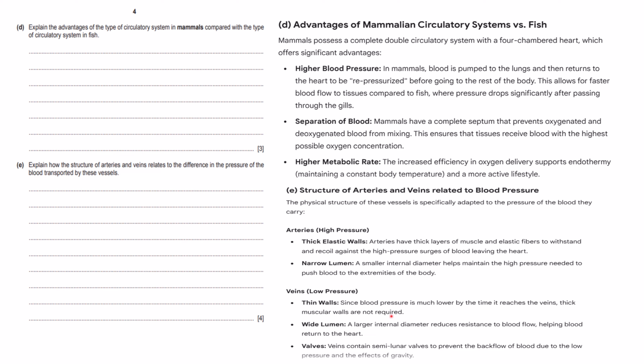Thin walls, since blood pressure is much lower by the time it reaches the veins. Thick muscular walls are not required. Wide lumen: a larger internal diameter reduces resistance to blood flow, helping blood return to the heart. Valves: veins contain semilunar valves to prevent the backflow of blood due to the low pressure and the effect of gravity.